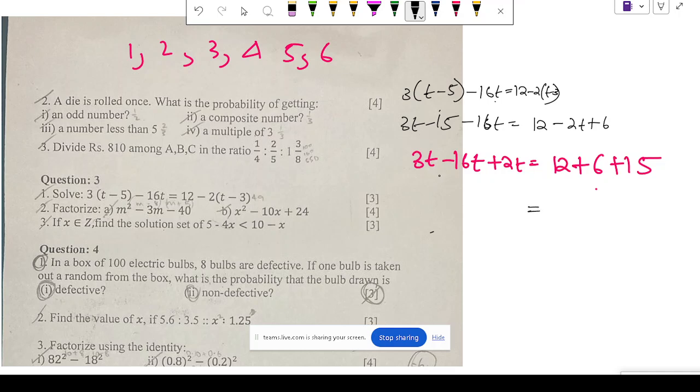So then we have to add the like terms. So 5t, 16 minus 5 is minus 11t. What did you write? Minus 11 or plus 11t? Minus 11t. Very good. Minus 11t this side.